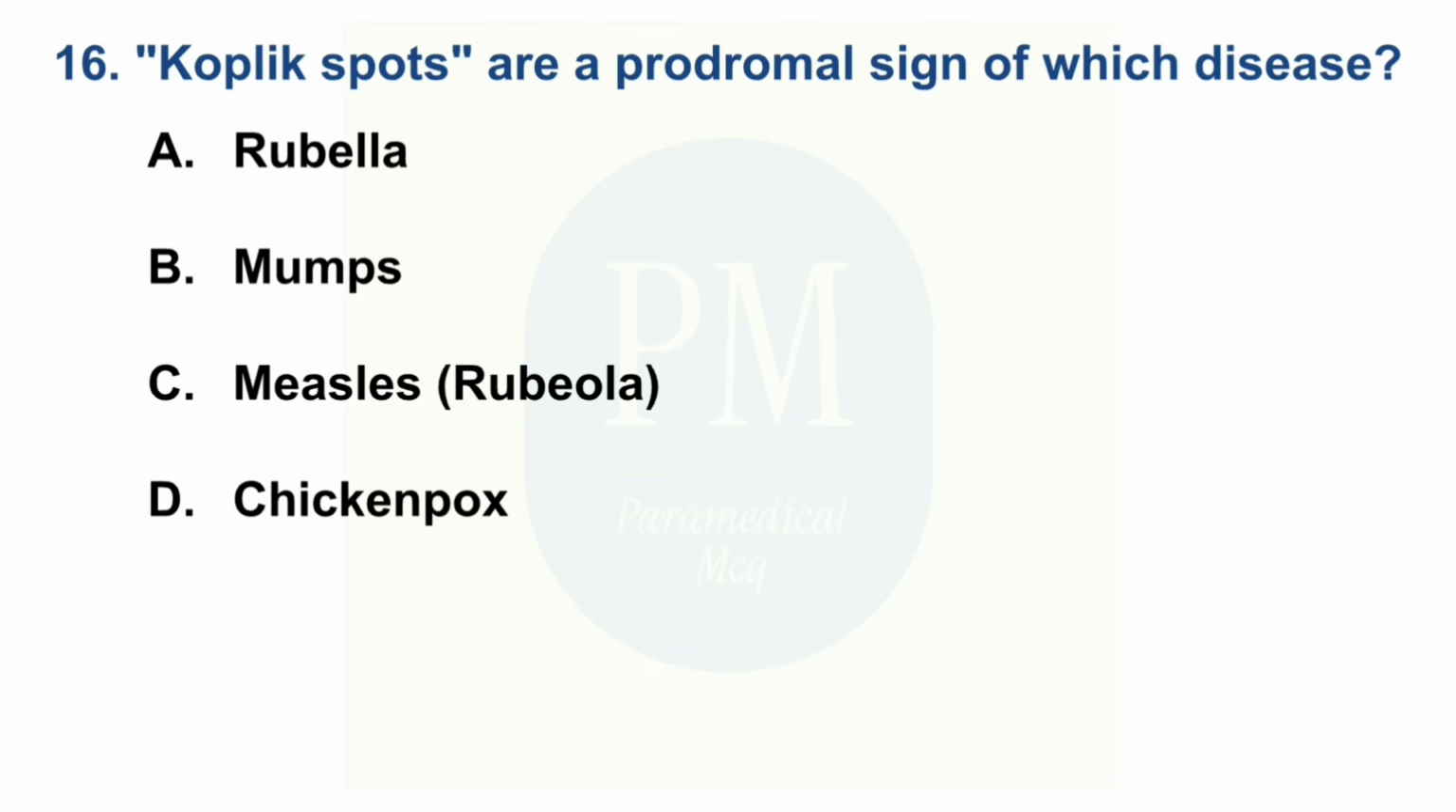Koplik spots are a prodromal sign of which disease? Option A, rubella. Option B, mumps. Option C, measles, rubeola. Option D, chickenpox. The correct option is option C, measles.